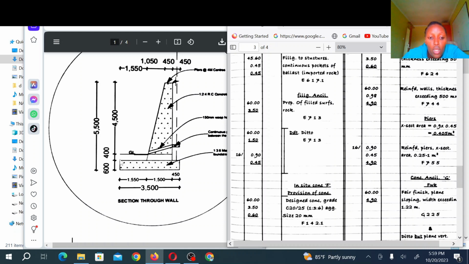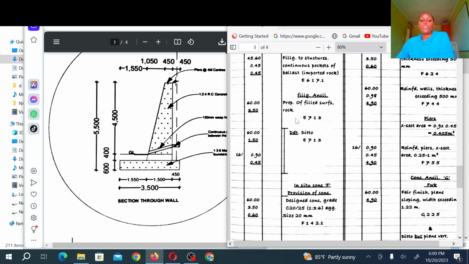We shall take the total length, then we shall deduct where we will not be doing the imported one. So it shall be 60 times 3.5. Then we shall deduct this surface for the wall and where we have the piers. So we shall deduct 60 times 1.5, then we deduct again 16 piers times 0.9 for the length and 0.4 for the width. These are the areas that we will not need to compact after filling using the rock.